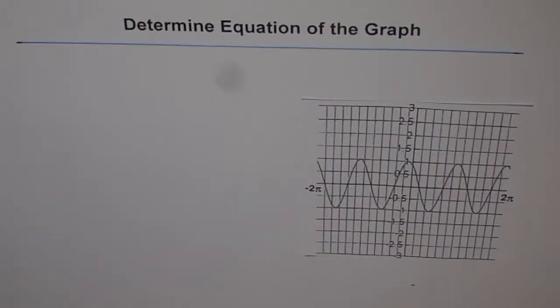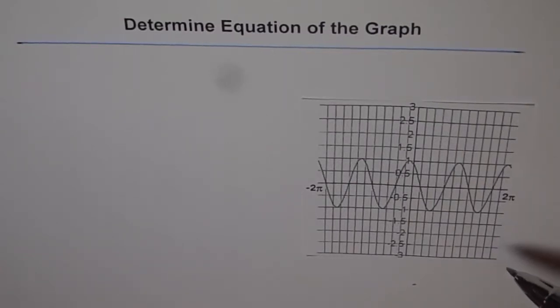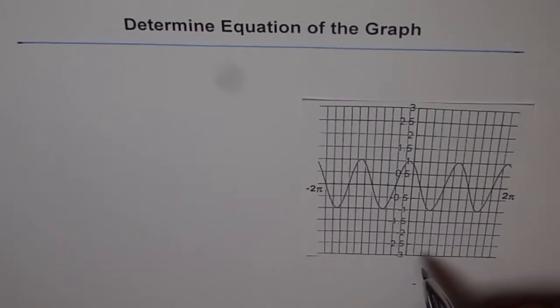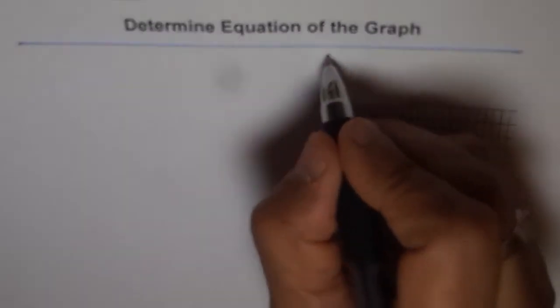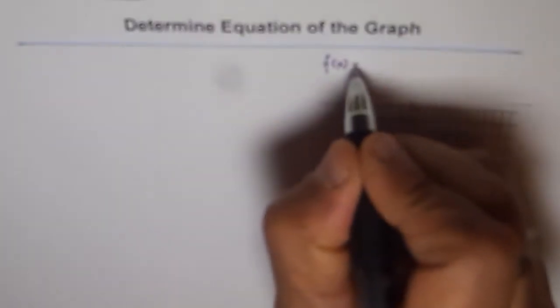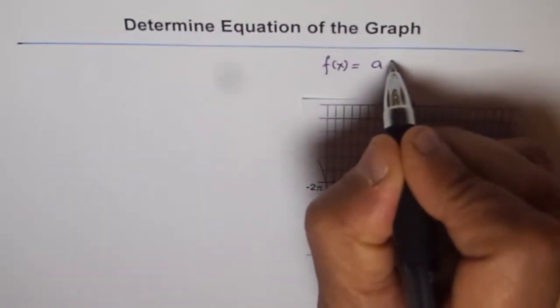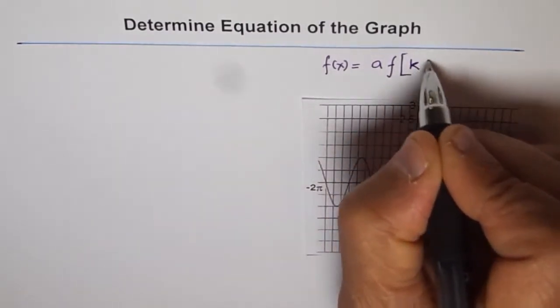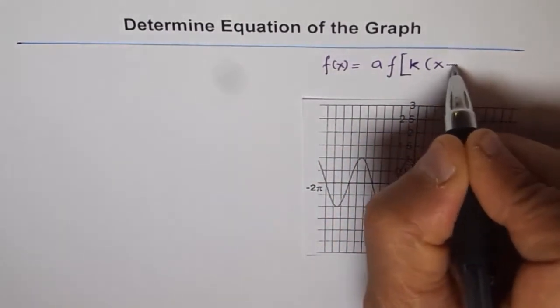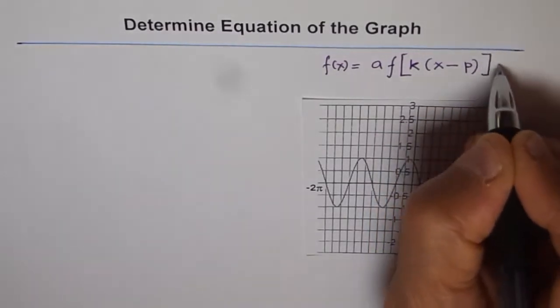Determine the equation of the graph. So here we have a sinusoidal function and we need to write the equation for this graph. In general, we can write the formula for a sinusoidal function as f of x is equal to a times the function, which could be sine or cosine, of k times (x minus p), plus q.